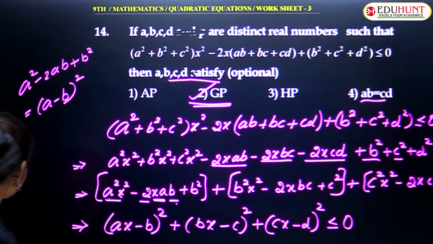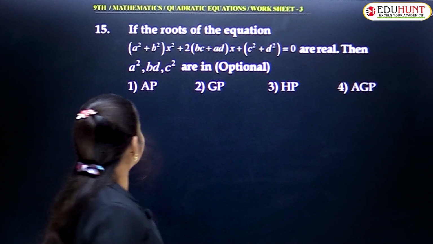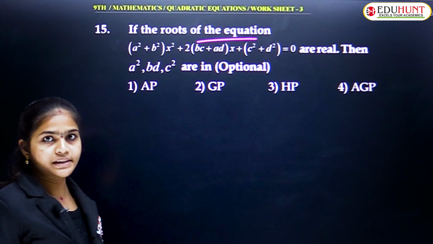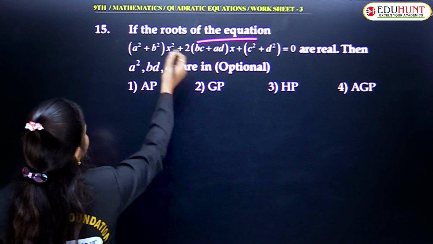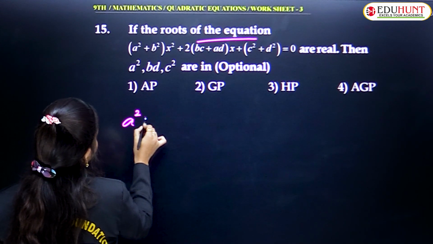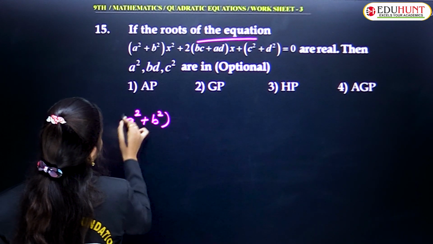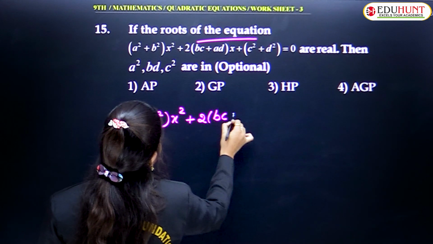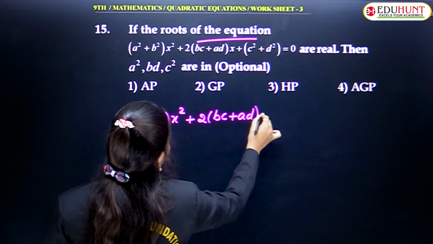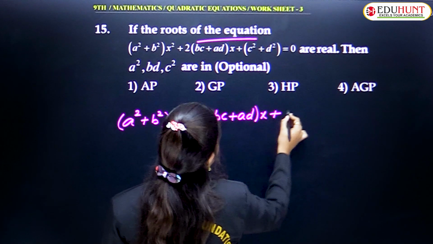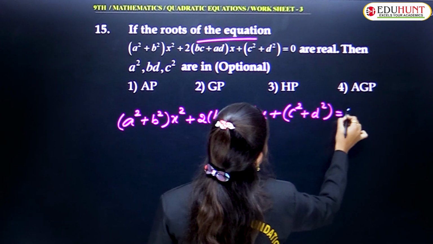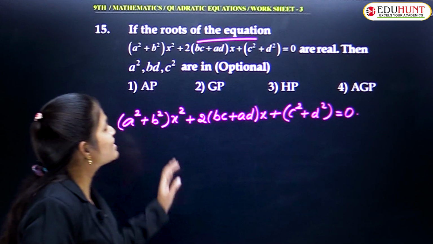So let us see the next question. So children, see the next 15th question. Here, if the roots of the equation (a square plus b square) into x square plus 2 into (bc plus ad) into x plus (c square plus d square) is equal to 0, okay, so these roots are real.